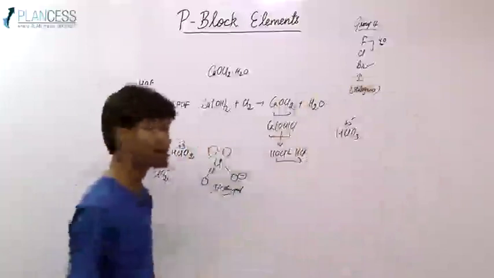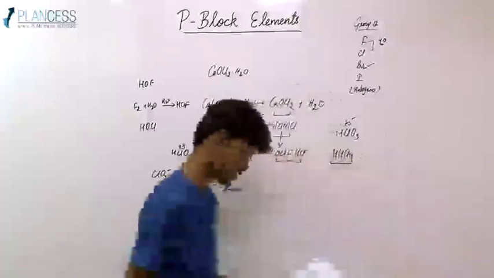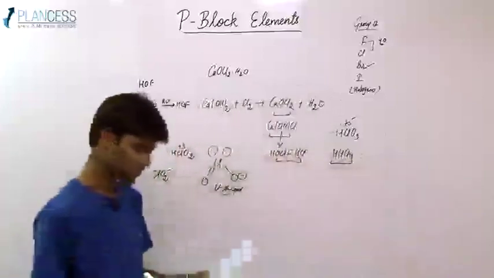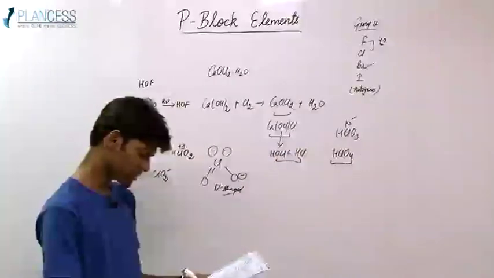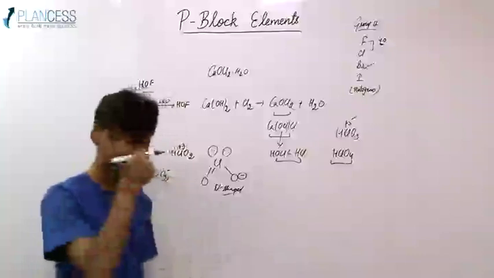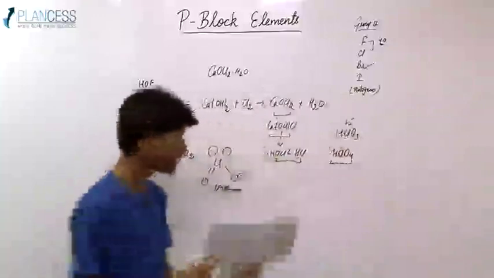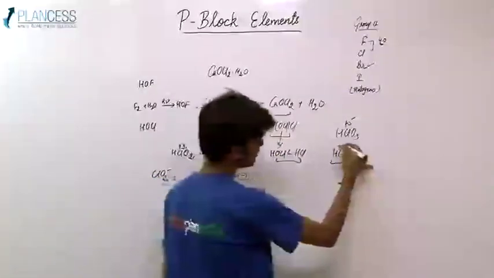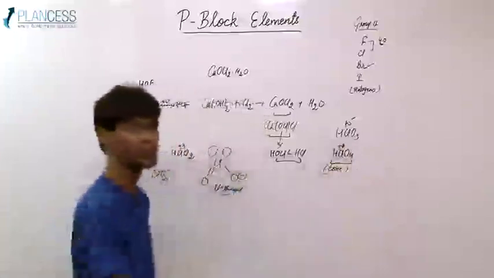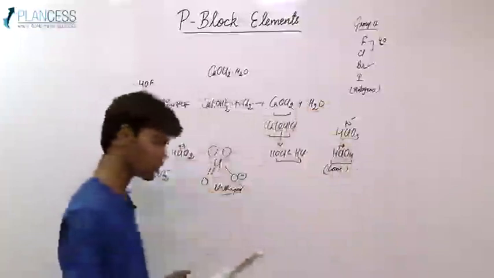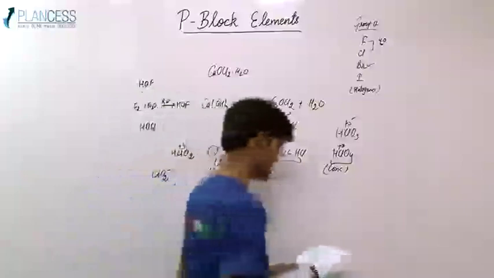Now talking about perchloric acid, that is HClO4. HClO4 is a very highly acidic acid. It is the most stable oxyacid of chlorine, and one of the strongest acids, and it dissolves most of the metals. It dissolves zinc also and forms zinc chlorate. Here the chlorine is in the plus 7 oxidation state, so its concentrated form acts as a very strong oxidizing agent because it can get reduced up to the minus 1 oxidation state also. It oxidizes P2O5 and forms HPO3.